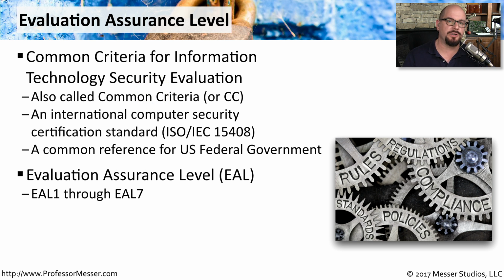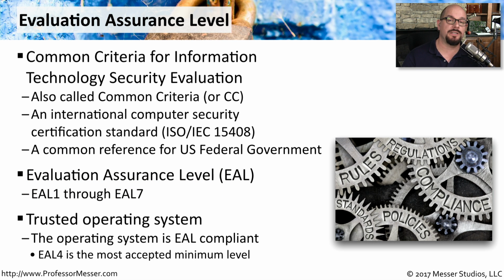We reference these control levels as Evaluation Assurance Levels, or EAL. You'll find there are different levels between EAL1 through EAL7. When an operating system is EAL compliant, we tend to call it a trusted operating system. It's very common, in fact, to call EAL4 the accepted minimum level for security in this evaluation assurance level scale.